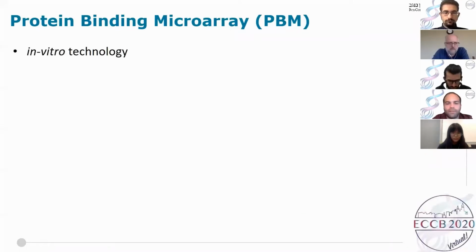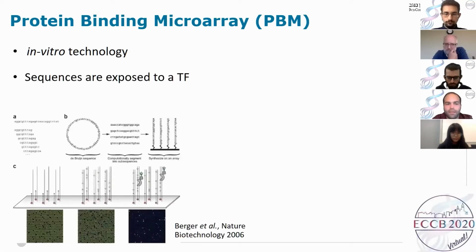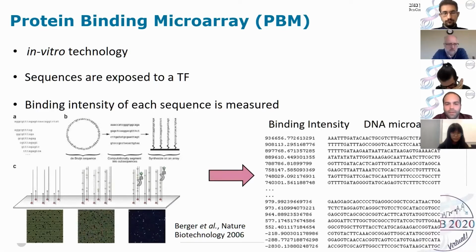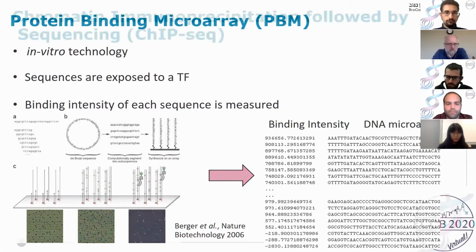The next data set is protein binding microarray, or just PBM. It's an in vitro technology which is capable of producing roughly 40,000 sequences in each experiment. Those sequences are high resolution and represent all possible k-mers. The experiment starts by exposing the sequences to a transcription factor protein. Then the binding intensity of each sequence is quantified into a number, as you can see on the right. So each sequence has a number representing its binding intensity to a specific protein.